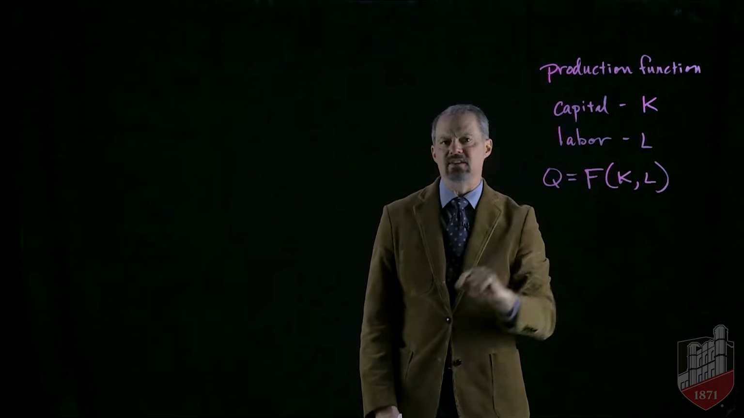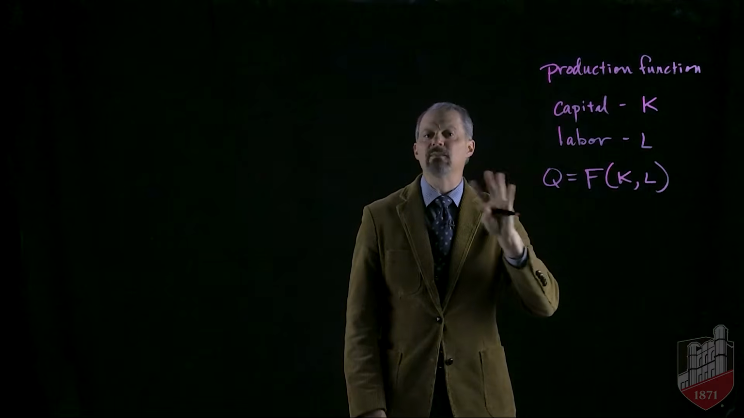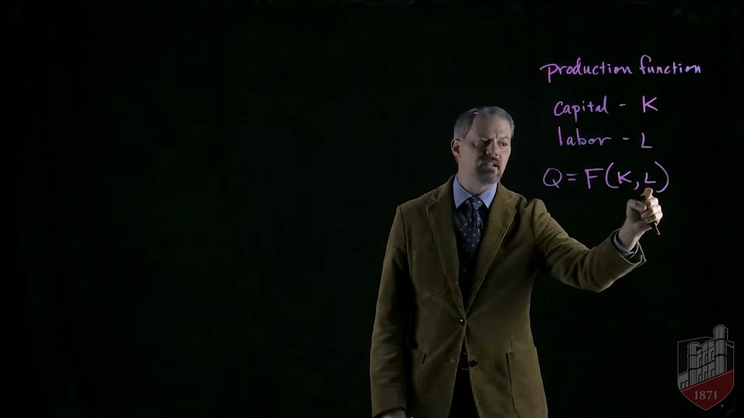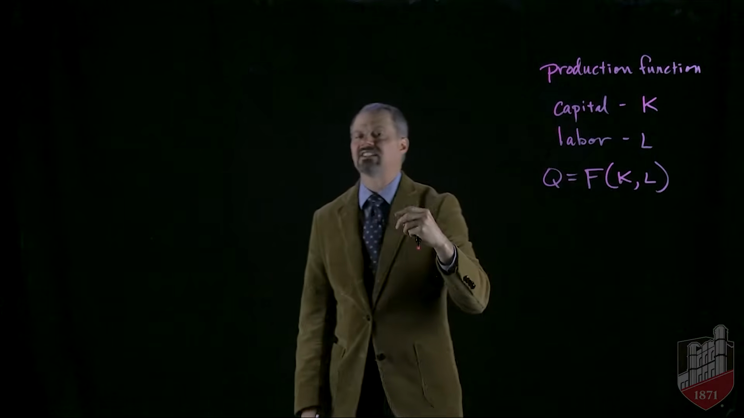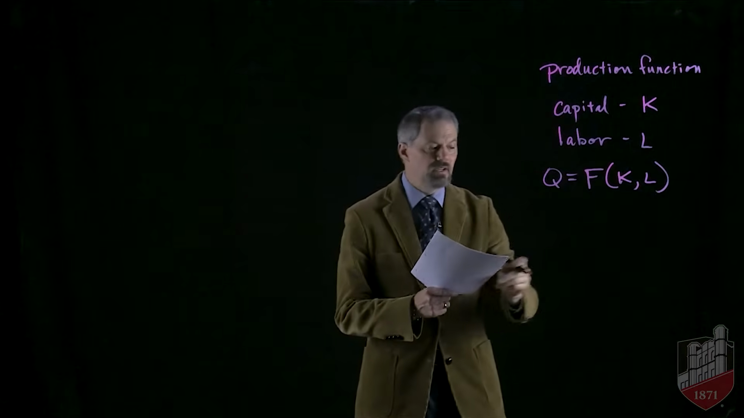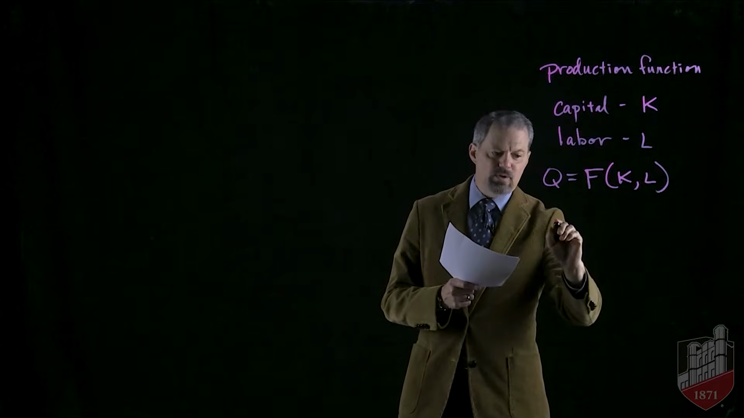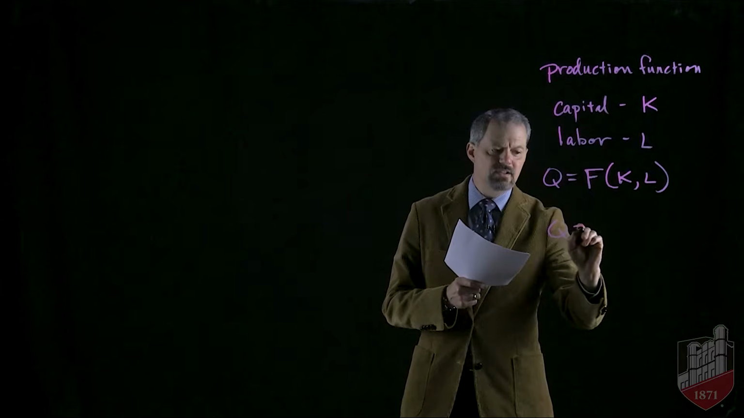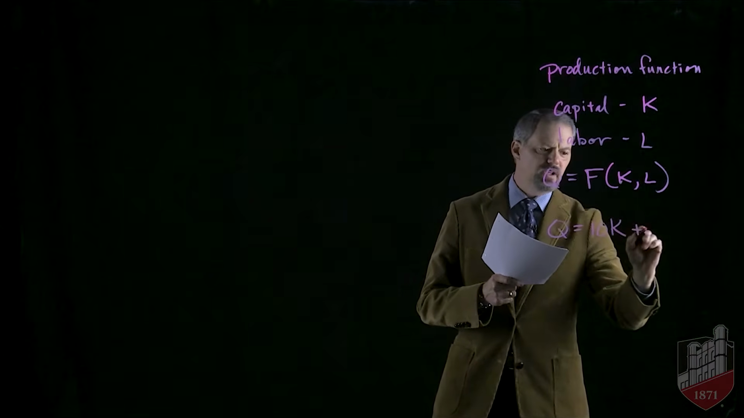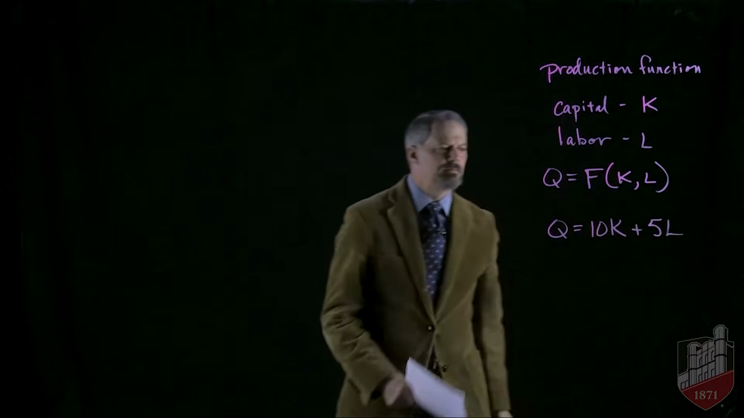F with the parentheses just stands for some function. And that function that we would use is going to have capital in it and it's going to have labor in it. Now I can specify that function. Let me give you just some examples. An example of a production function could be this. The amount of output is equal to 10 times K plus 5 times L.